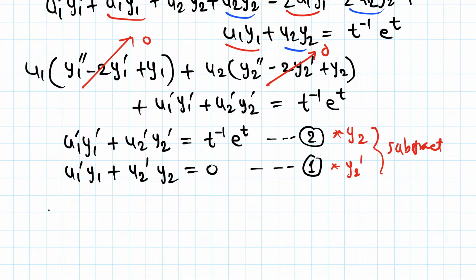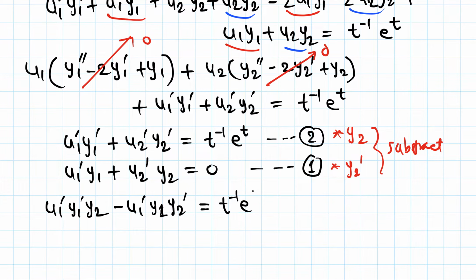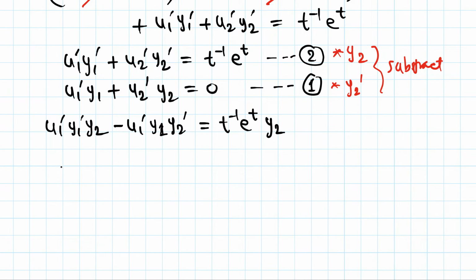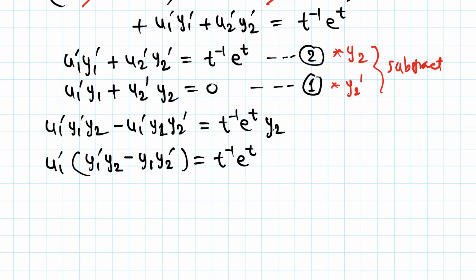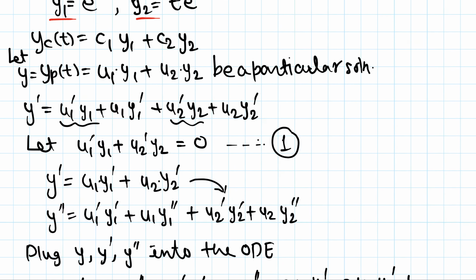Then y2 here is now u1 prime y1 prime y2. So we have to multiply that, minus here u1 prime y1, we are multiplying by y2 prime, and this one minus this one, they will be the same, 0, equals y2 times this, t to the negative 1 e^t times y2. From here we can factor u1 prime. Now we can find the value of u1. So when we do that, that's y1 prime y2 minus y1 y2 prime equals t inverse e^t. Now we can start writing the values of y1, y2. y2 is what? What is the solution? t e^t.